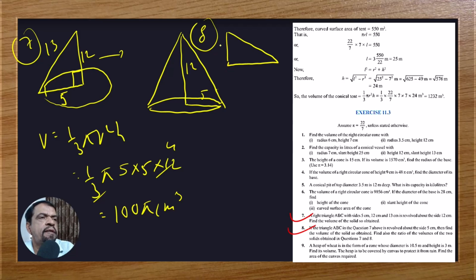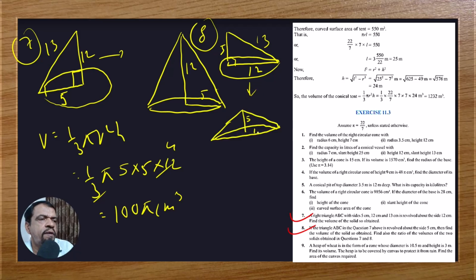Same right angle triangle. Now the height will be 5 and radius will be 12. This is as it is. Now this is revolved and forms the cone, height 5 and radius 12. Now the volume will be, using the same formula, 1 upon 3 pi r square into h, where r is 12, so 12 square is 144.